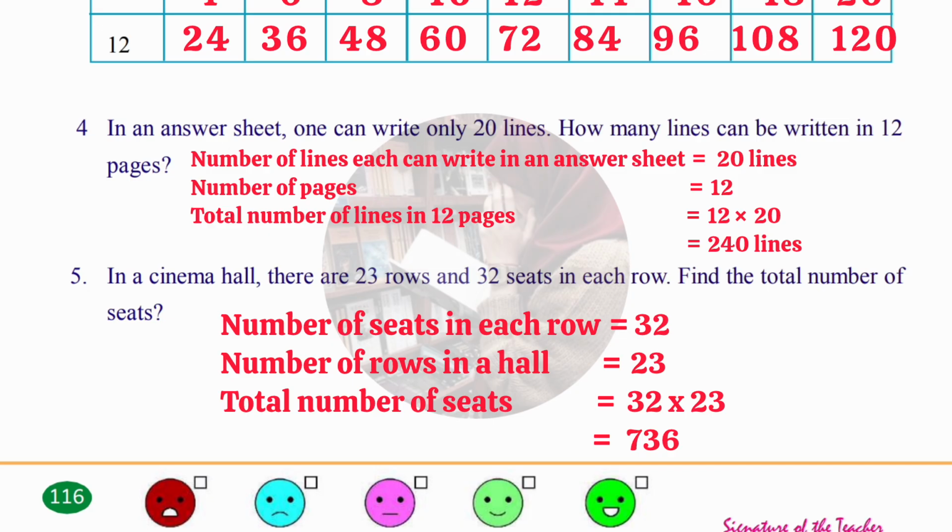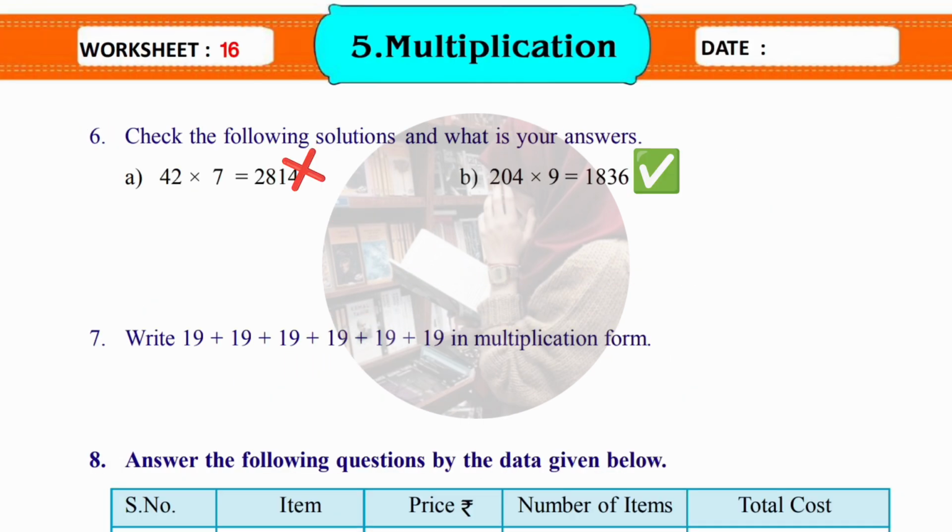Now we have to find the total number of seats in the cinema hall, equal to 32 multiplied by 23. Okay, guys, do the multiplication of 32 by 2 and then 32 by 3, then add it. You will get the answer as 736. Got it, guys? Okay, let's move on to the next question in the same worksheet.